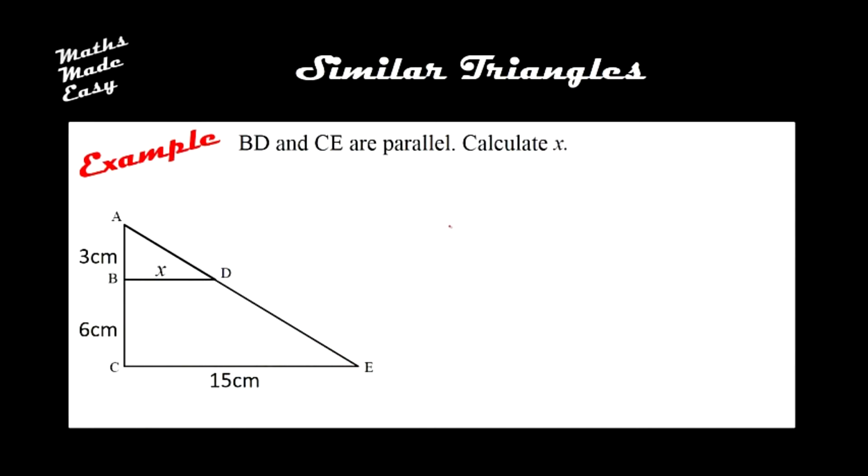Okay, another similar triangles problem here then. This one's not as obvious that it's a similar triangles problem. In fact, we're not told that in the question this time. We're simply told that BD and CE are parallel. So this line here is parallel to this line here.